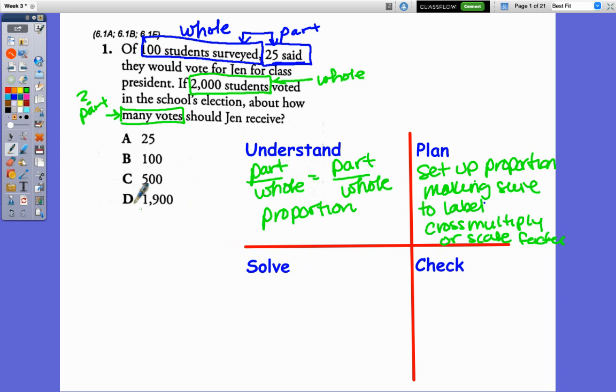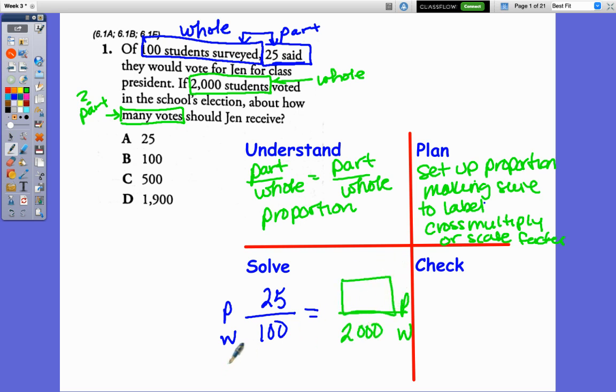So I'm going to solve, and I'm going to start with my blue ones, and I'm going part to whole. So my part was 25, my whole was 100. And I'm going to change over to my greens. I'm doing part to whole here. Notice they're both parts and both wholes on the bottom. Parts go on top. I have 2,000 here, and this is my I don't know. There's my question.